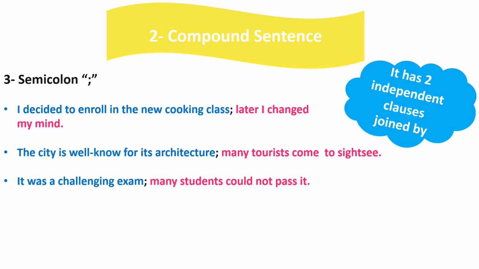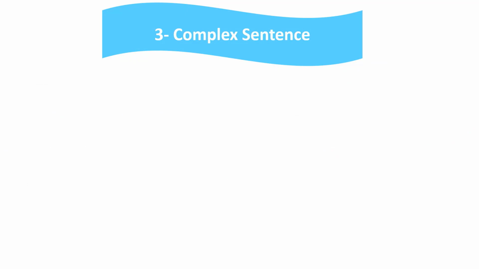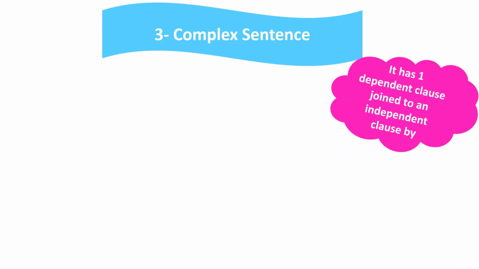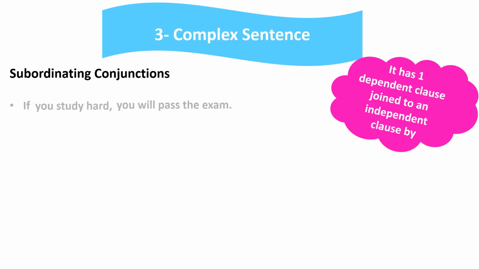Now let's move to the third type, which is the complex sentence. The complex sentence is made of two clauses. One of them is a dependent clause and the other is an independent clause. And we join them by subordinating conjunctions. They are some linking words. Now let's see some examples.